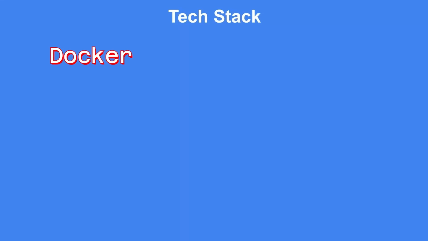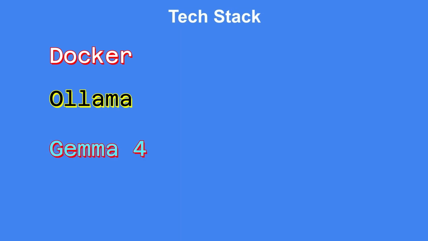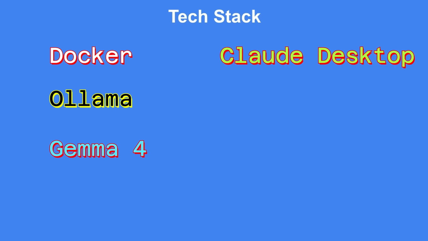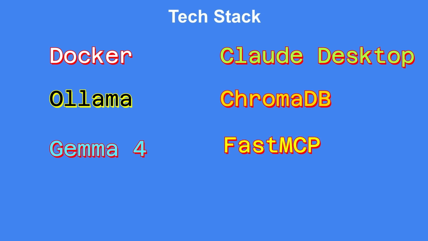Docker. Chroma DB is running as a Docker container in the local machine. Ollama is the local LLM runner and engine. Gemma 4, Google's latest state-of-the-art family of open models. Claude Desktop is the user interface UI. Chroma DB is the open-source vector database. FastMCP is the MCP integration framework. Python, the core language used to drive the entire project.